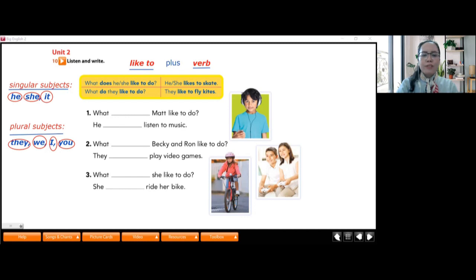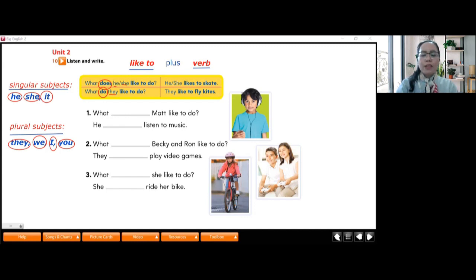If in the questions we use the verb does, so the singular subject like he or she has to be used. But if the verb we use in the question is do, so the plural subject like they, we use.